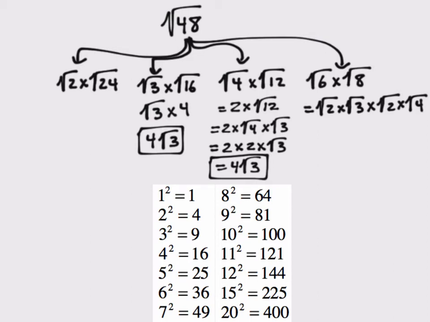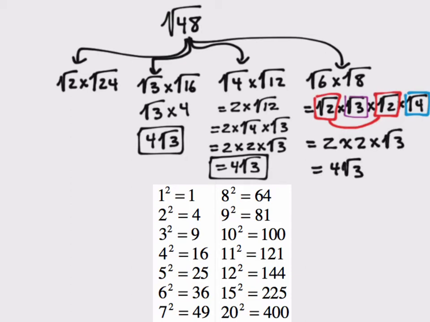Now check it out. I see that we've got a square root of 2 and another square root of 2. And I know that the square root of 2 multiplied by the square root of 2 is 2. We also have the square root of 4, and 4 is a perfect square. Its square root is 2. And then we're left with the square root of 3. And so we end up with 2 times the square root of 3. We end up with the exact same simplified version.